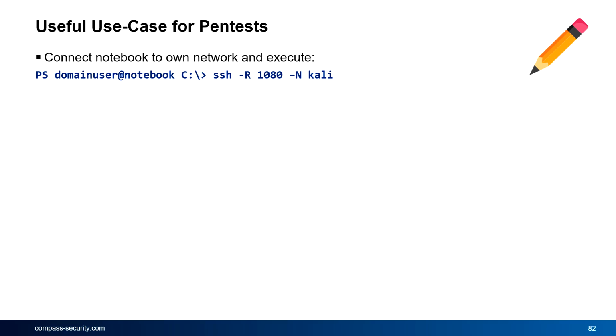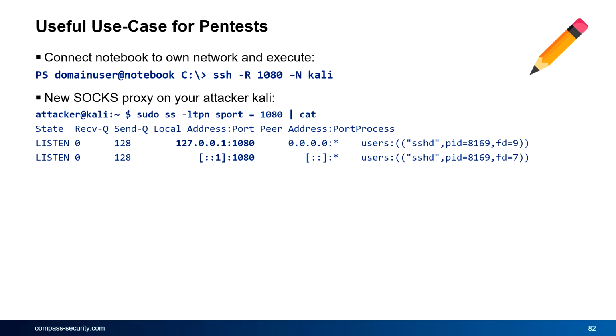First, we have to connect the notebook of the customer to our own network, where also a system we control is running, like Kali Linux. Then, because on Windows, SSH is also installed by default, we connect to our Kali machine. First, we have to configure authentication using keys, for example, and then we use the -R 1080 option to create a new SOCKS proxy on our Kali machine.